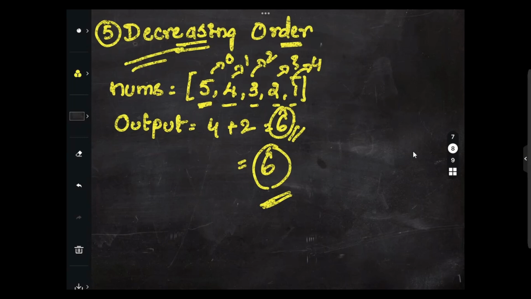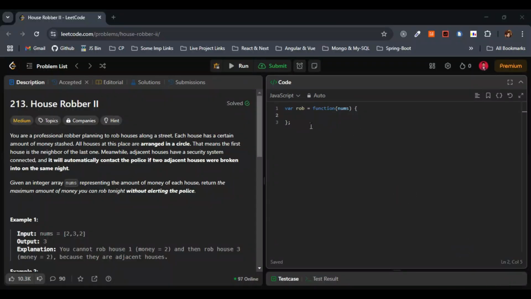So let's start writing the code here. First, we'll consider if there is only one house, then we have to return its value, right? So this is simple. If nums.length is less than 2, then we will return nums of 0, nothing but the first house value itself, or 0. So I hope this is clear. If there is only one house, we will just return its value, a simple if condition.